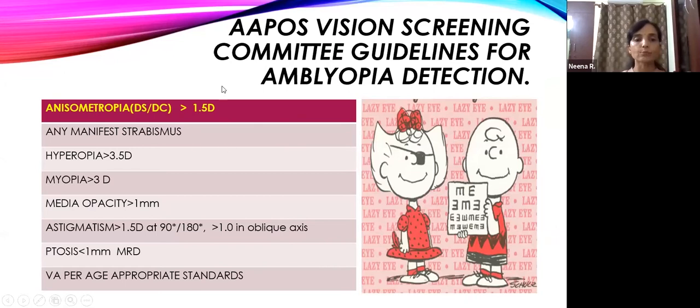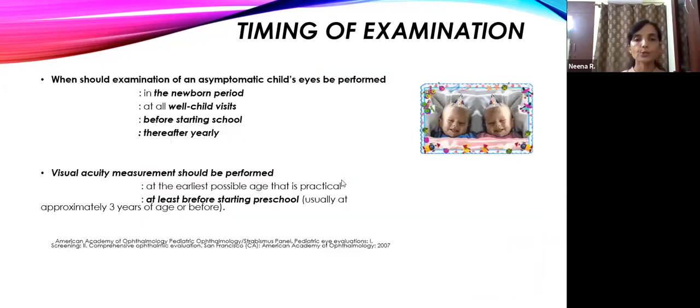So if there is a difference in the refraction between two eyes of more than 1.5 diopters, if there is a manifest squint, if there is a hypermetropia of more than 3.5 diopters, a myopia of more than 3 diopters, any opacity which is obscuring the visual axis, any astigmatism which is more than 1.5 diopters in the regular meridian or more than 1 in the oblique axis, any ptosis with less than 1 millimeter of margin reflex distance, so any deviation from the visual acuity which is appropriate for that age needs a referral to the ophthalmologist.